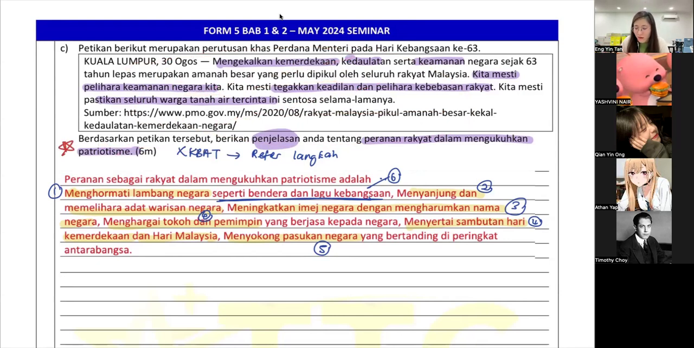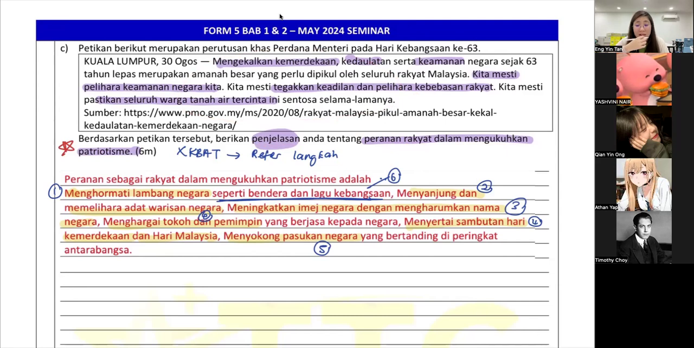The question is asking you to explain what they need to do as a citizen to mengukuhkan patriotisme. It's nothing related to the above information. If they really want you to go through this one and get the information from here, they will ask you to jelaskan petikan atas. Or maybe something dalam petikan atas. Boleh faham?